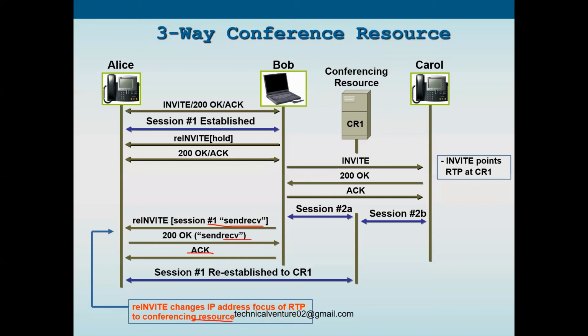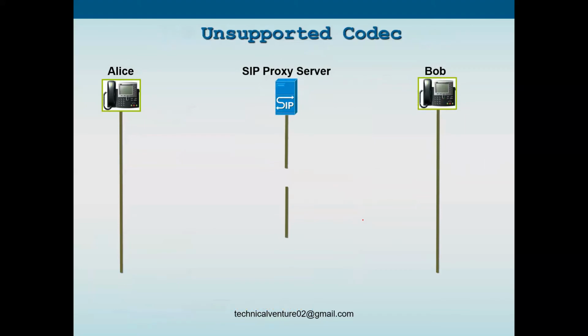So after this acknowledgement, session 1 is reestablished to conference resource 1. Now Alice is connected with the conference resource, Bob is connected as session 2A, and Carol is also connected with the conference resource as session 2B. So now there is a three-way conference established.